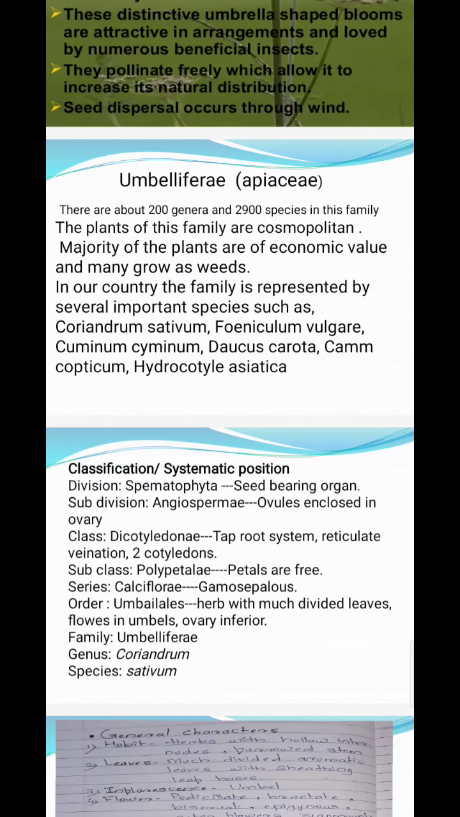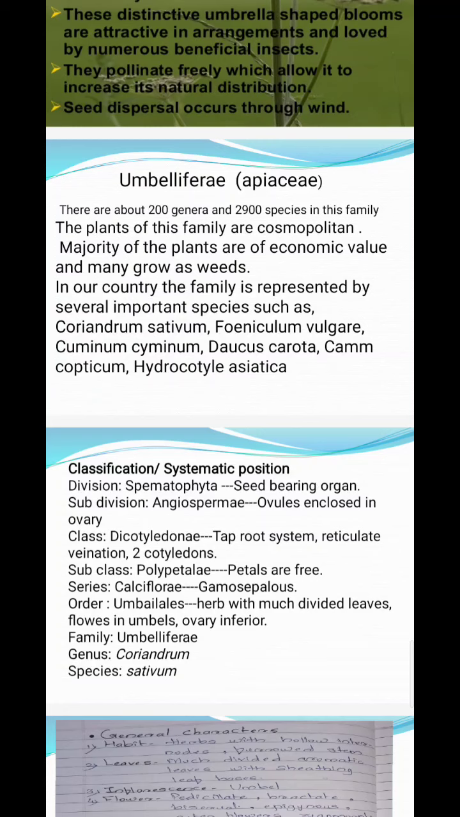This Umbelliferae is also named Apiaceae. This family contains about 200 genera and 2900 species. Most of these plants are found in cosmopolitan regions, that means moderate regions, not heavy or drought conditions, that is, moderate type of climatic condition. Most of these plants have economic value, and they also grow as weeds.